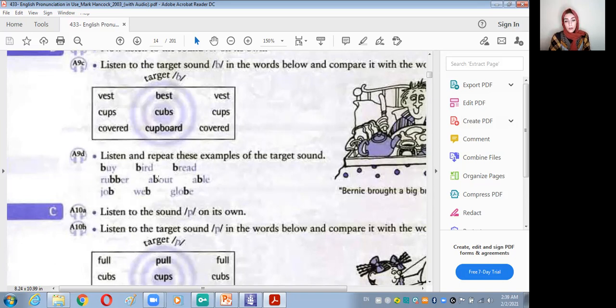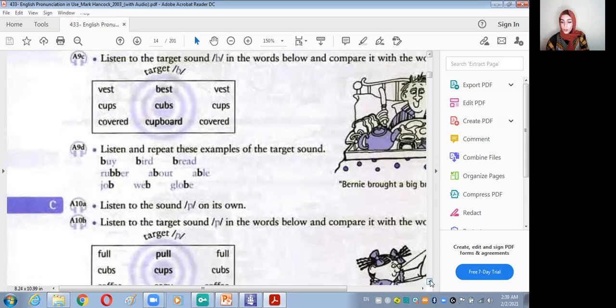Okay. Now, the next one is about, when it comes in the middle. So in the first three examples, we have the b sound in the initial position, or at the beginning of the word. And now we have it in the middle in rubber, about, and able. And here for the last row, we have the b sound, but this time at the final position, like the word job, web, and globe.